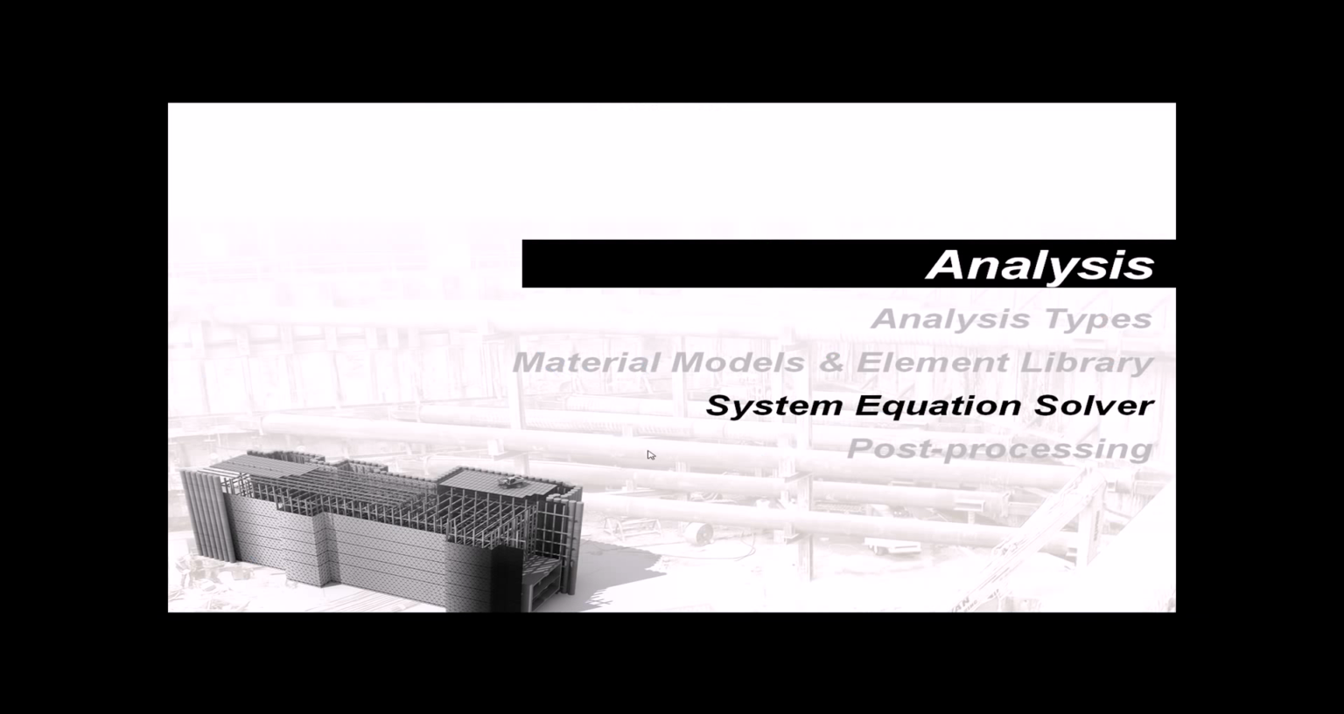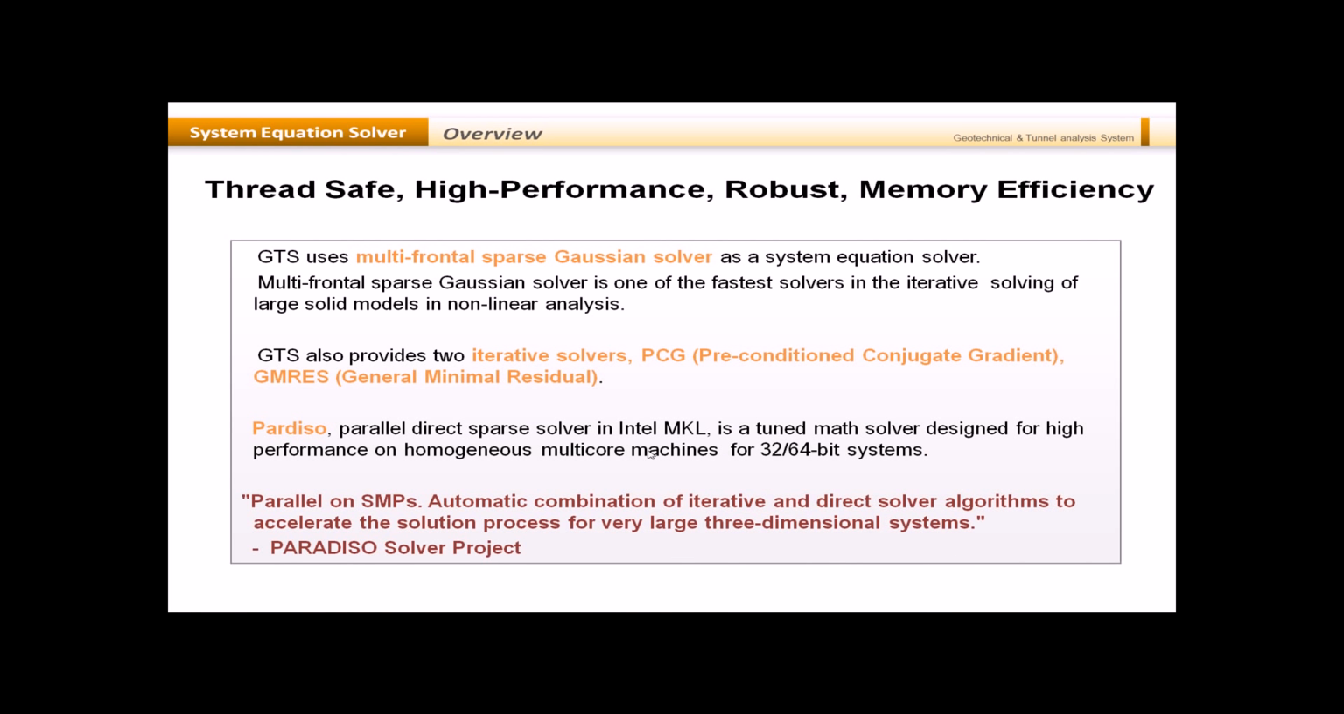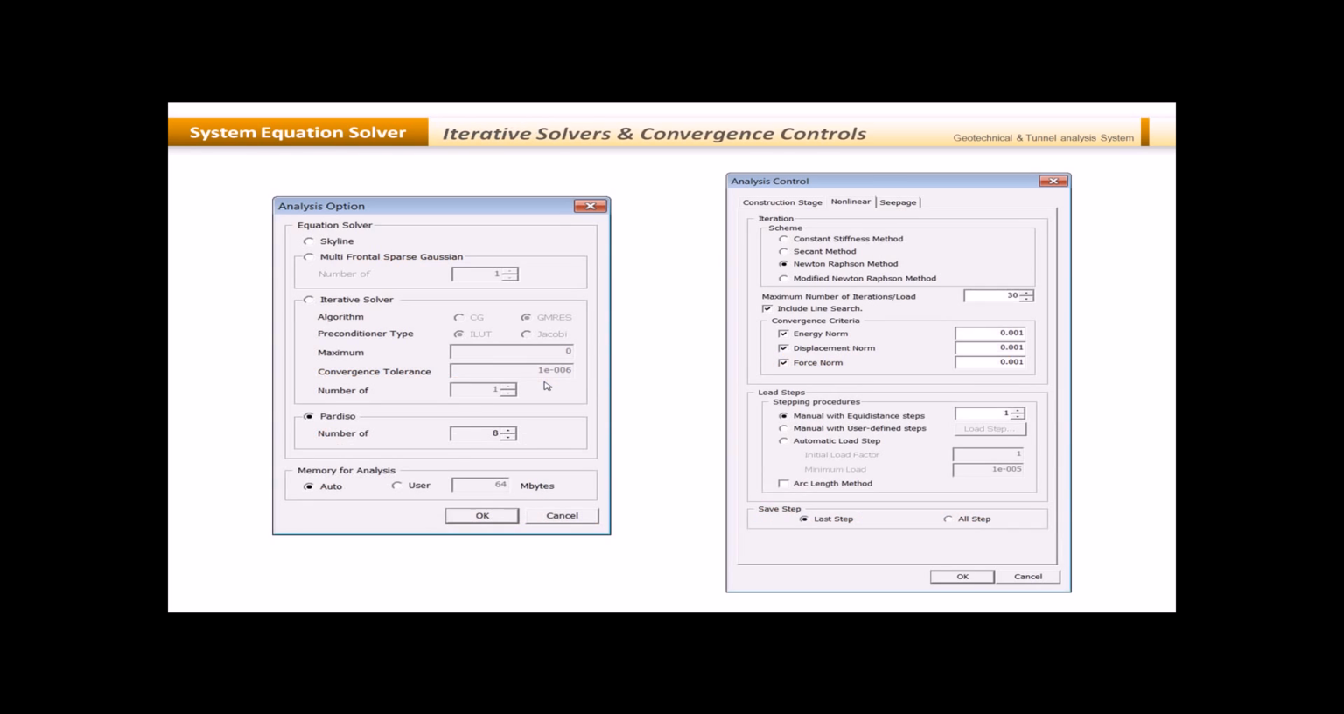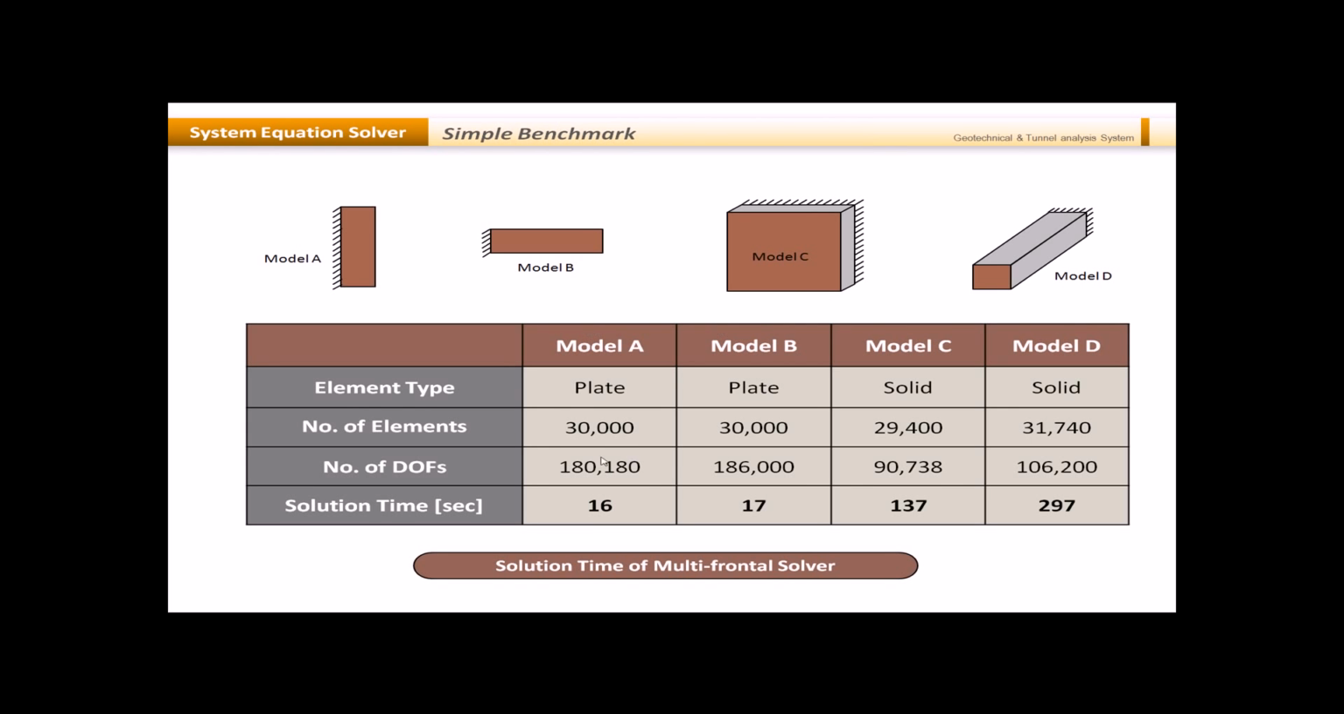Now let me summarize it using the presentation. First, talking about the system equation solver: we use a multi-frontal sparse Gaussian solver, and we have two iterative solvers, PCG and general minimal residual, and you can select any iteration scheme out of these four. This is a simple benchmark test that we have conducted for Midas GTS. You can see the different element types and the number of elements with several degrees of freedom, and you can compare the analysis time.